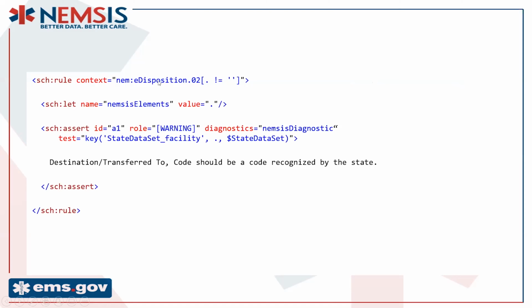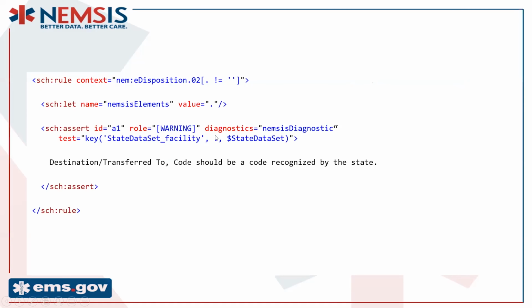And the value that I want to look up is just this dot here. The dot means the context element of my rule. So I'm going to look up edisposition.02, the value of that element. So let's say someone had a destination code of 123. Then what we're saying is we're going to use the StateDataSet facility key to look up the value 123. So give us all of the facilities that have 123 as their facility code.